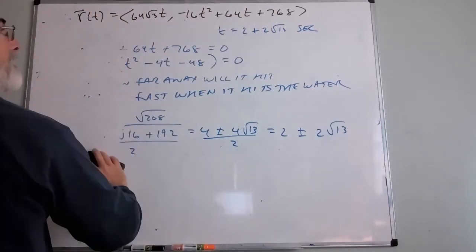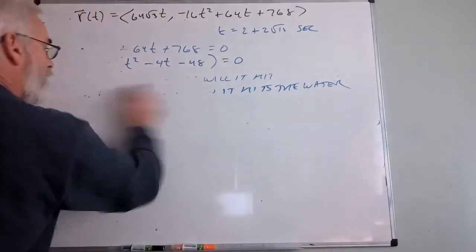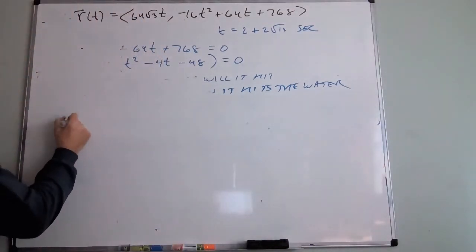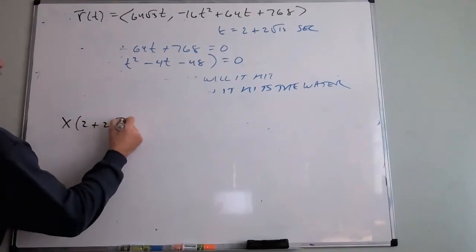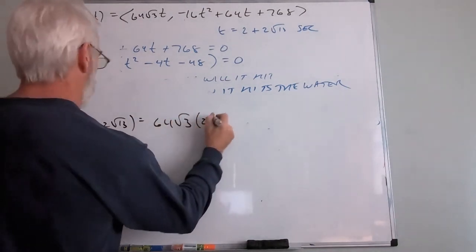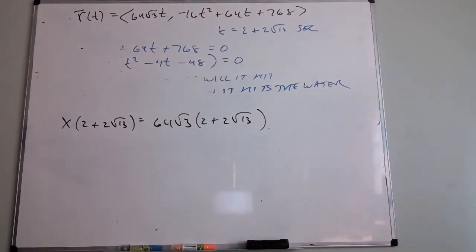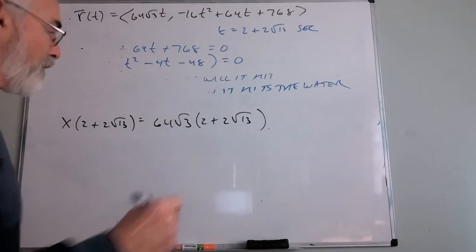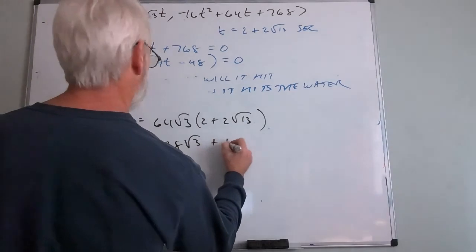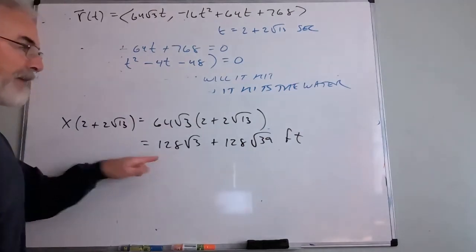I got to erase this now. I think I have everything I need up there. So how far away will it hit? It will be x of 2 plus 2 root 13, which would be 64 root 3 times 2 plus 2 root 13. Now, obviously, that's a hideous answer. And by the way, it is absolutely correct for me to multiply this out. If I wrote this as 128 root 3 plus 128 root 39 feet, this is absolutely correct.